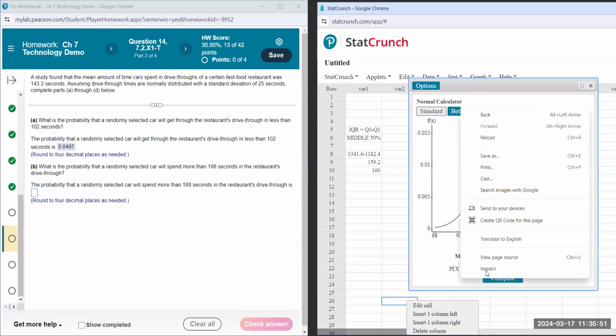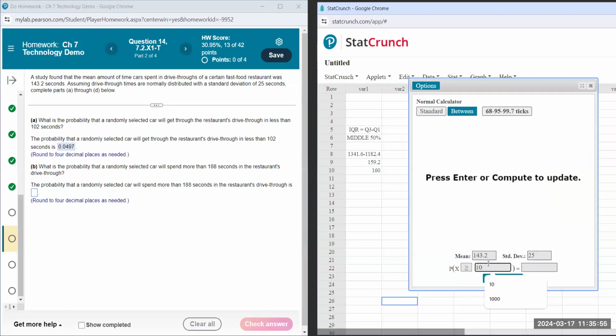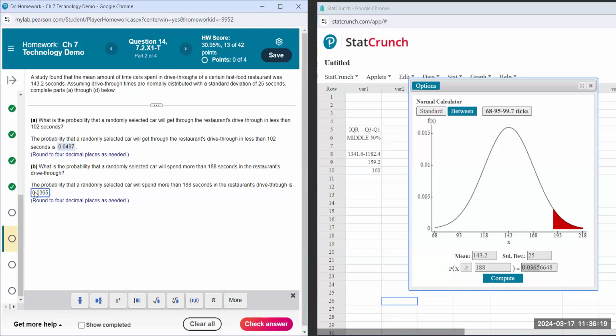188. I don't know why this is doing this. So here we see what percent of the population will wait more than 188 seconds, which is slightly higher than 3 minutes. So about 4%. So 4 out of every 100 cars. And then checking the rounding.